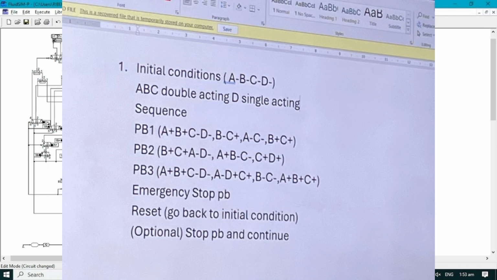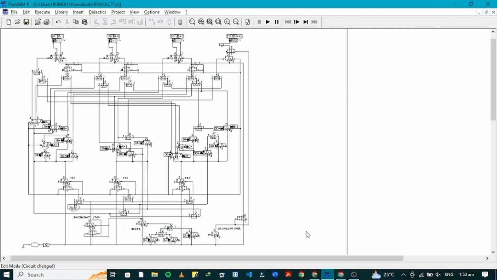And the fifth one is the stop and continue button that allows you to pause the system in the meantime and also continue it as is. So considering all these conditions, we come up with this system.